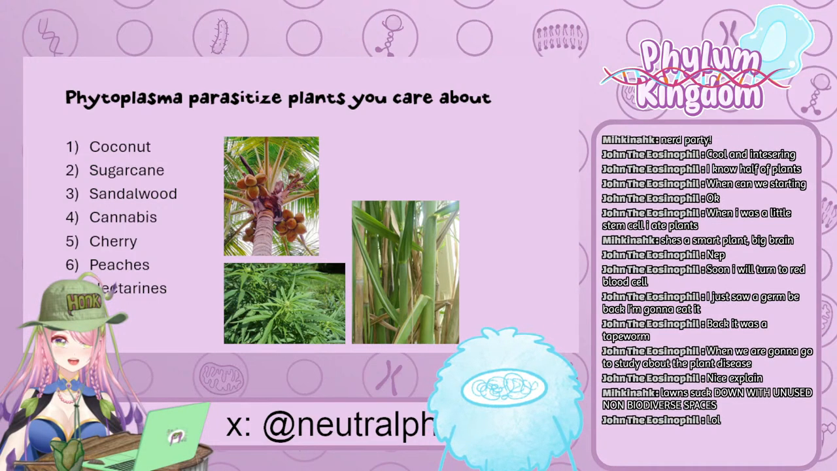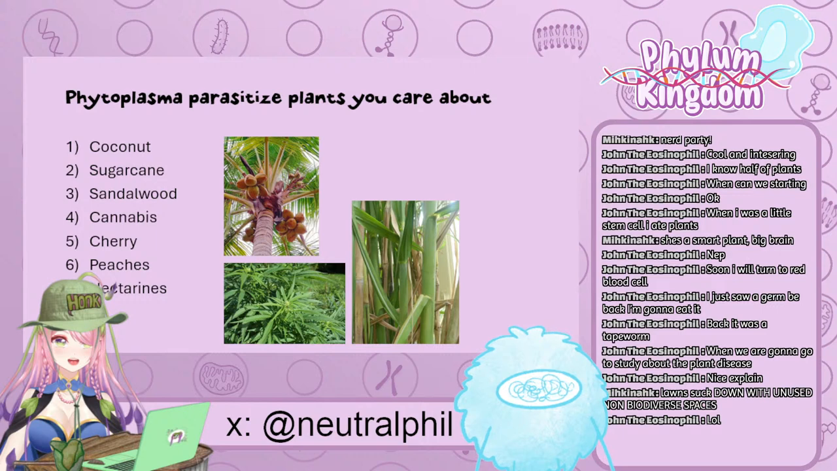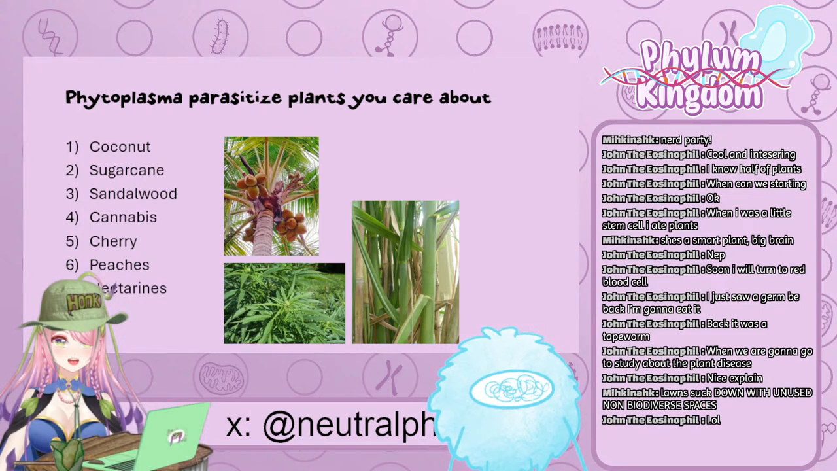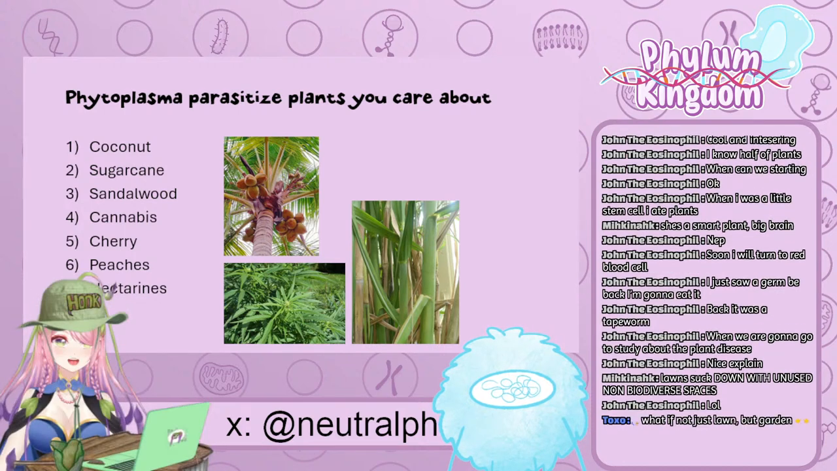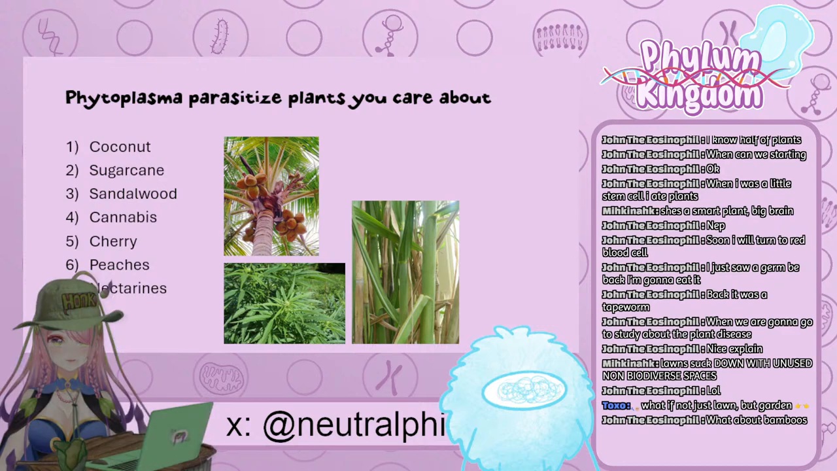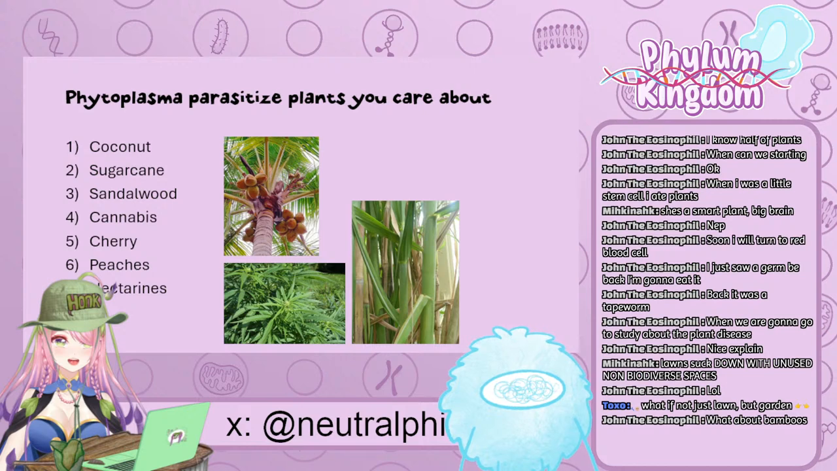I do want to just point out from this list, canola is a major one. So canola would be more of an agronomy crop than a horticultural crop. But also rice. Rice is commonly impacted by phytoplasmas, so more of the large scale food crops.